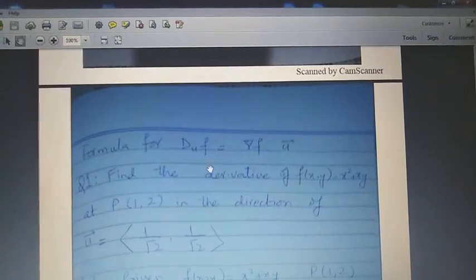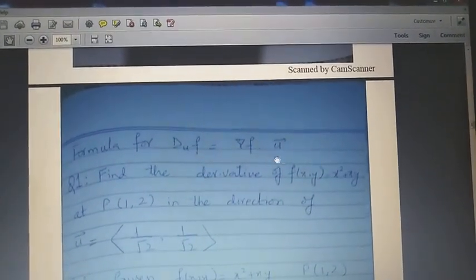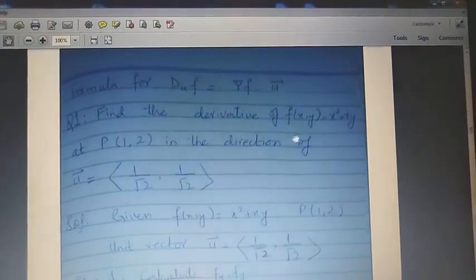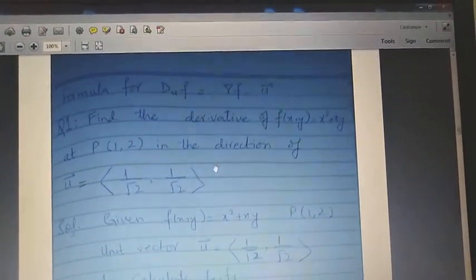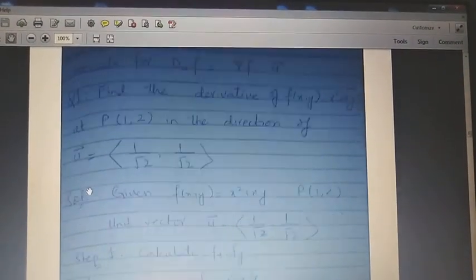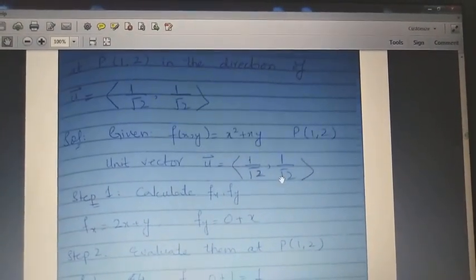So here is the formula for the directional derivative for a function: dot product of gradient of f with unit vector u. Now in question number 1, a function is given, x squared plus xy. The point is given as 1, 2 in the direction of vector u. So the vector is already u, so it means it is a unit vector. Now the solution: function is given, point is given, unit vector is given.